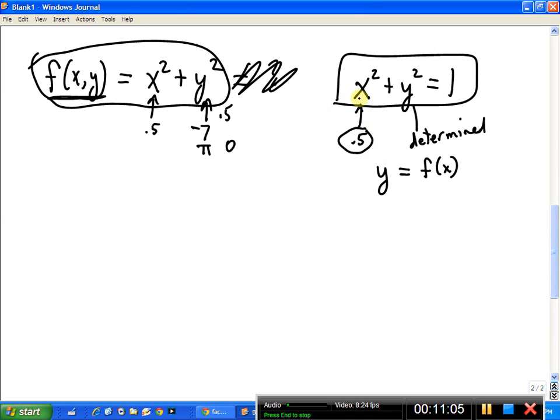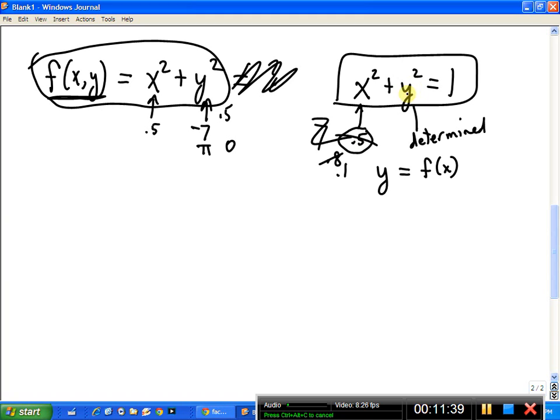If I make a change in x, change x to anything else, then y becomes determined. In fact, if I changed x to 7, in this case, there is no possible y that would work. Right? 49 over here, there's nothing you could put in for y to square it and add to 49 to give you 1. 7 wouldn't work. But I could put 0.8 in for x and then figure out what y would work. And then I could put 0.1 in for x and figure out what y would work. So each time I change x, it causes a change in y.